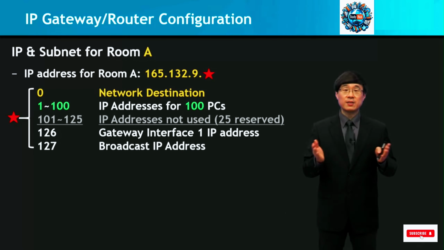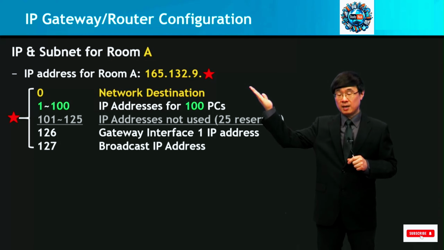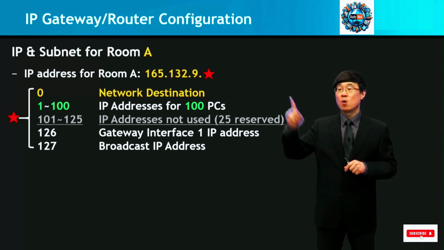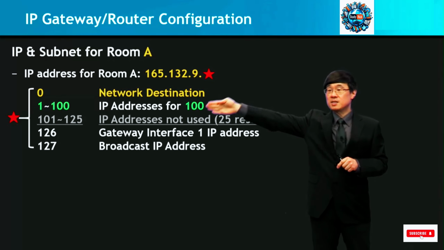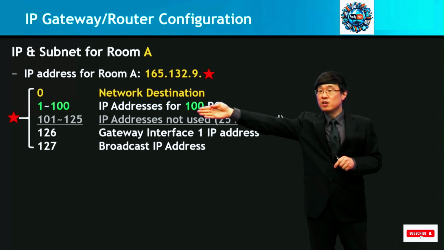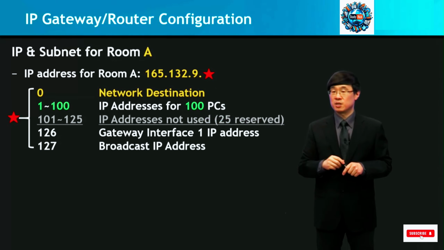Now, if you look at this structure, the IP addresses for room A will be off of 165.132.9. That star right there. Now, what's going to go into that star? These are the numbers that are going to go into that star position.